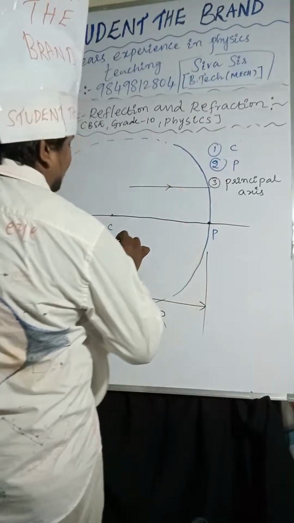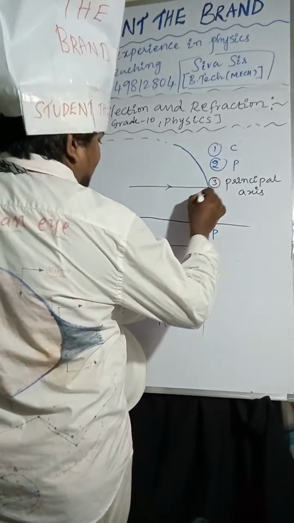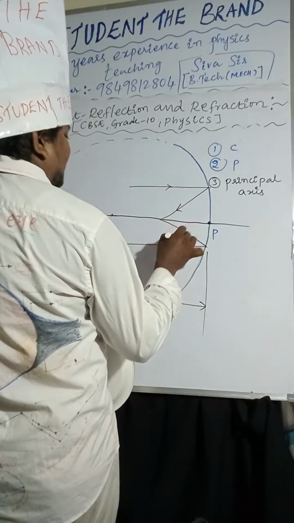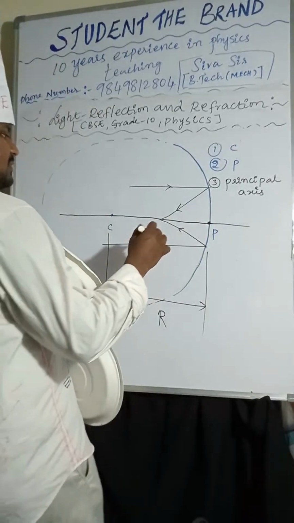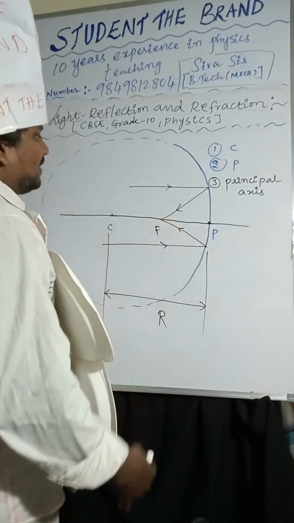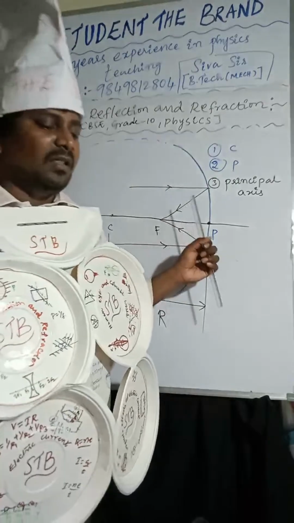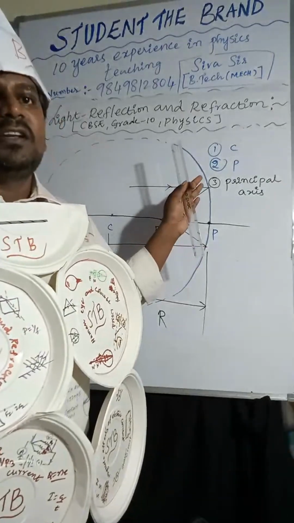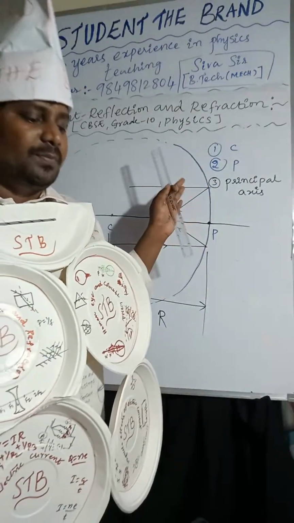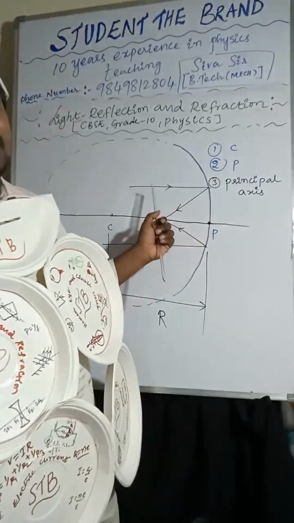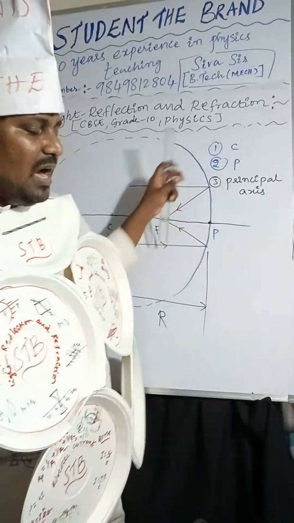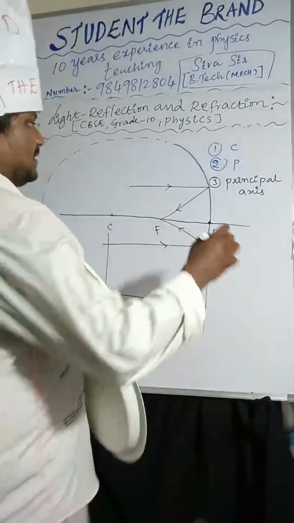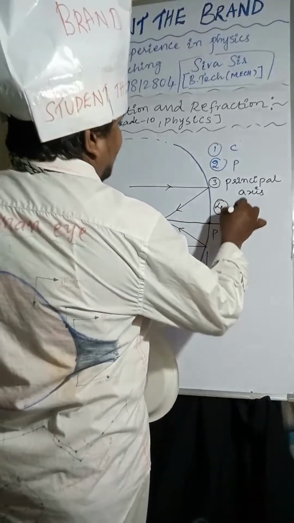After reflection, all light rays will meet at one point on the principal axis. That is called the focus. Fourth one is the focus.